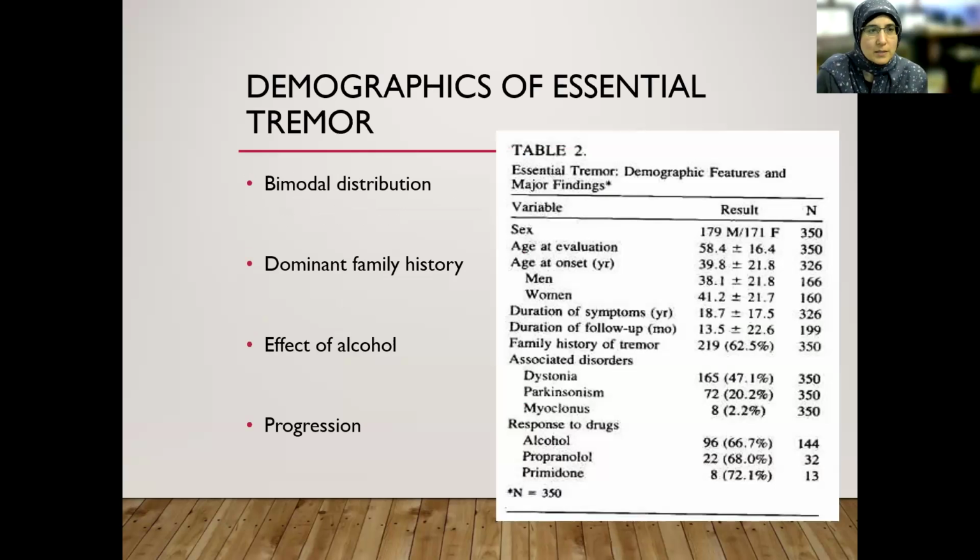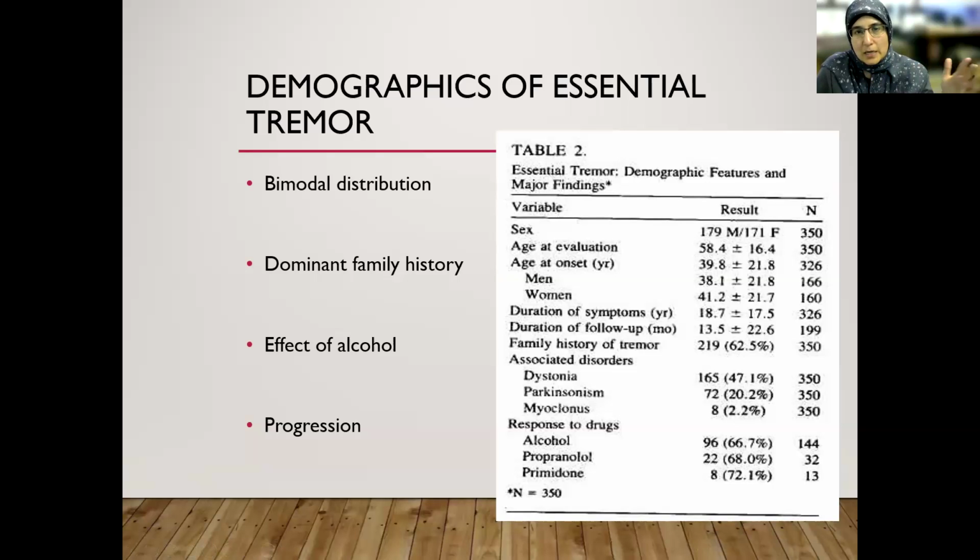So if we look at the demographics of essential tremor, we can see, and this Table 2 on the right is quite old, but it still holds true. The age at evaluation is 58.4 years on average, whereas the age at onset was 38 years in men and 41 years in women, meaning that these individuals had tremor for a long time before they went to see a doctor. So the shaking was quite subtle.